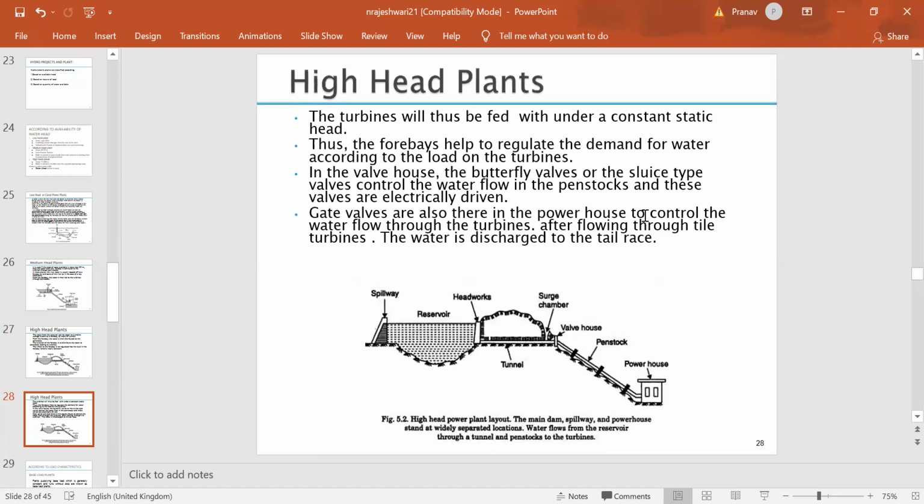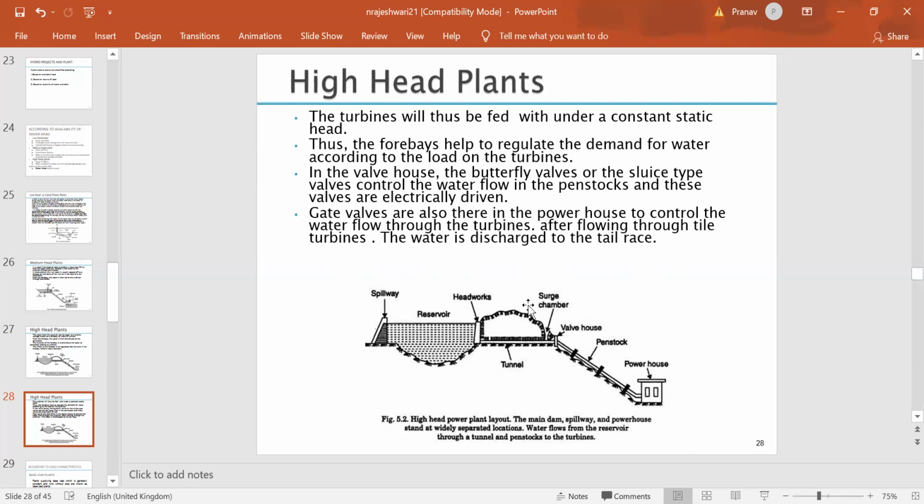And the turbines will thus be fed under a constant static head. So thus the forebays help to regulate the demand of water according to the load on the turbines.